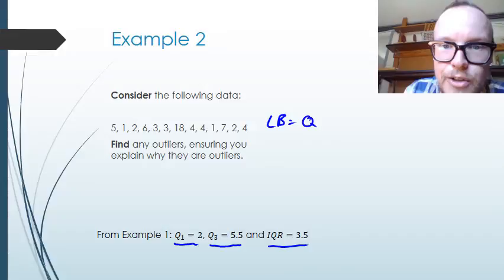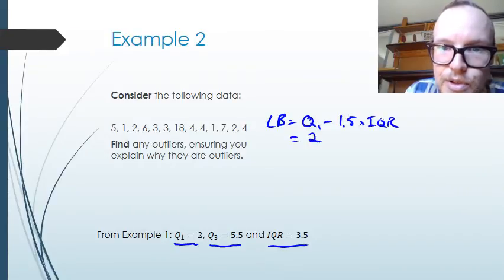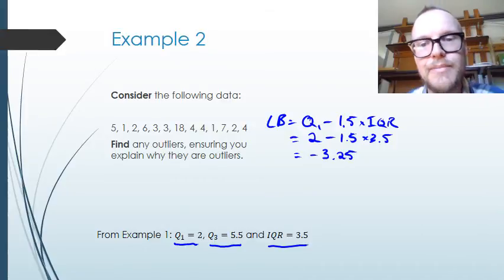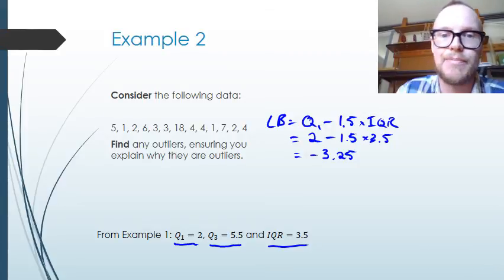So in order to work out the lower bound, that's going to be Q1 minus 1.5 times our interquartile range. So our value for Q1 in this case was 2, and we subtract away 1.5 times our interquartile range 3.5, and if we put that into our calculator, we get that our lower bound is negative 3.25. So that means if we had a value lower than negative 3.25, it would be considered an outlier. We don't have any values that are lower than that, so it means that we don't have any lower end outliers, values that are much smaller than our main part of our data set.